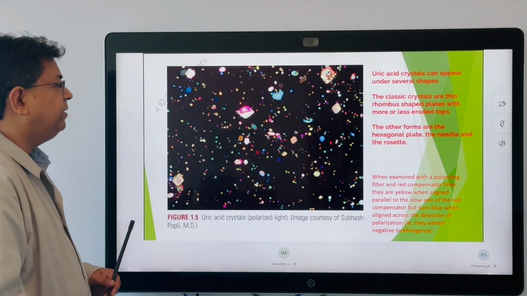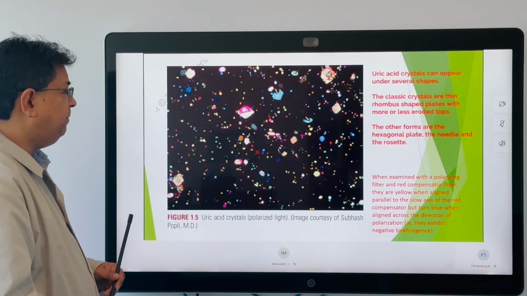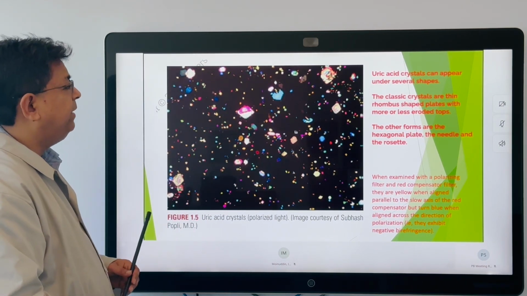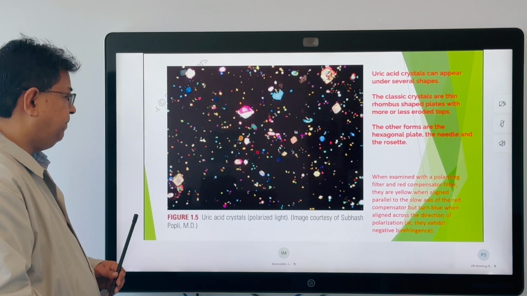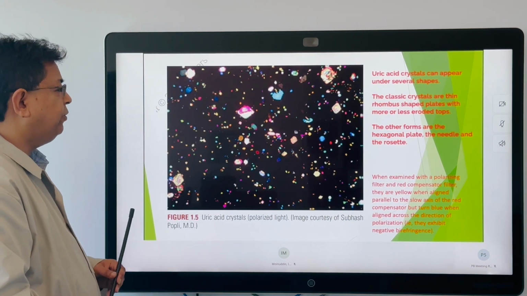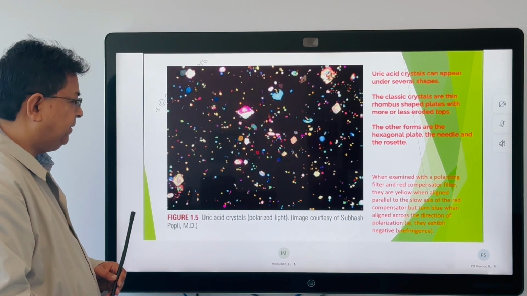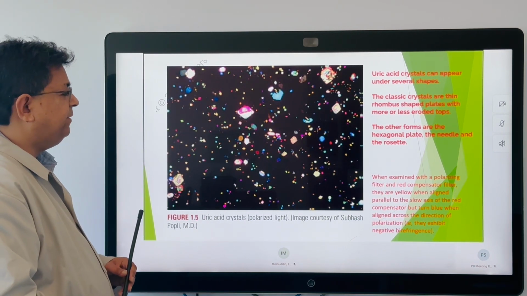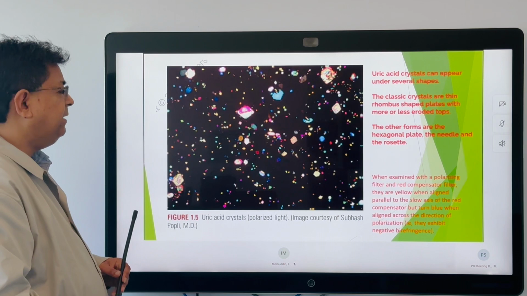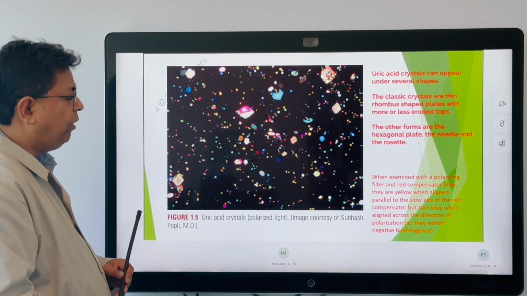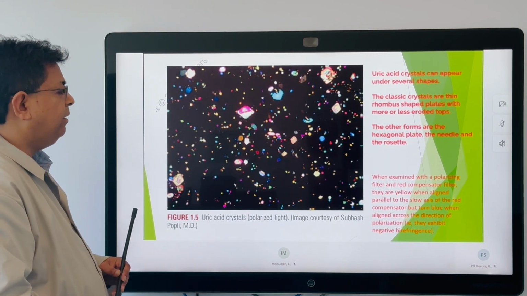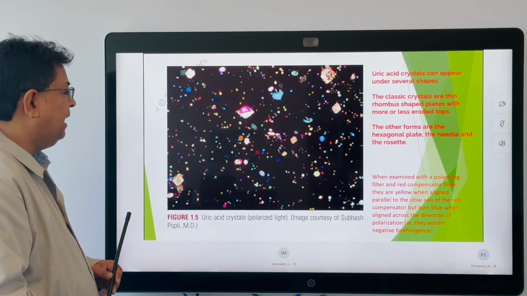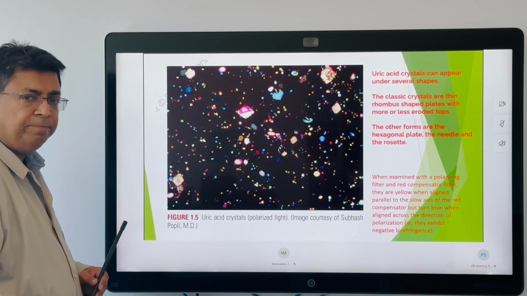Uric acid crystals can appear under several shapes. The classic crystals are rhombuses with more or less eroded tops. Uric acid crystals can also be needle-shaped and rosettes. When examined with a polarizing filter and red compensator filter, they are yellow and aligned parallel to the slow axis of the red compensator, but turn blue when aligned across the direction of polarization. That is, they exhibit negative birefringence.